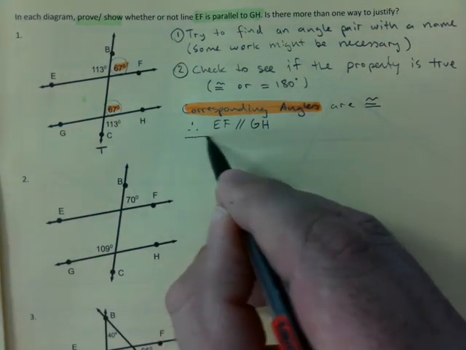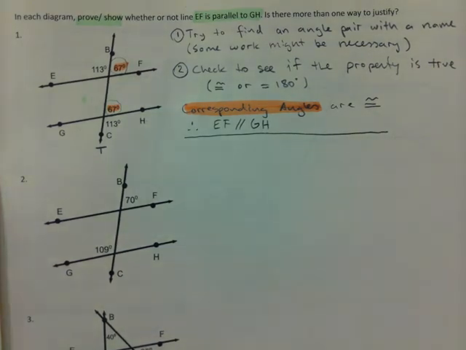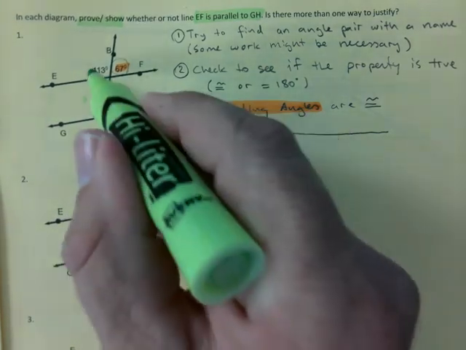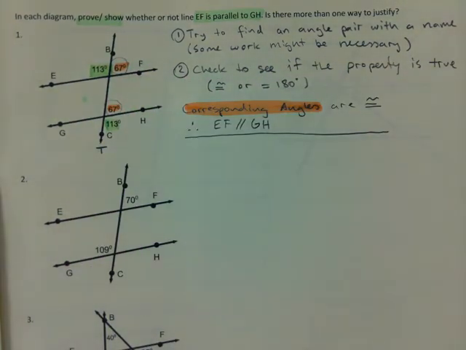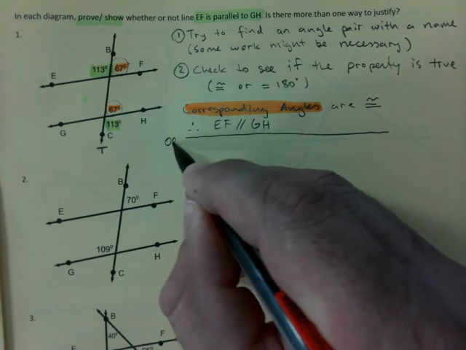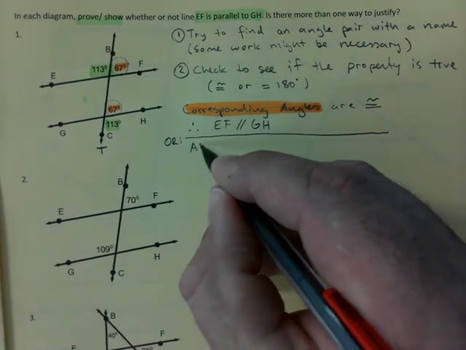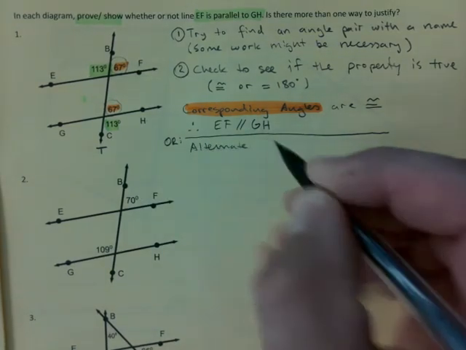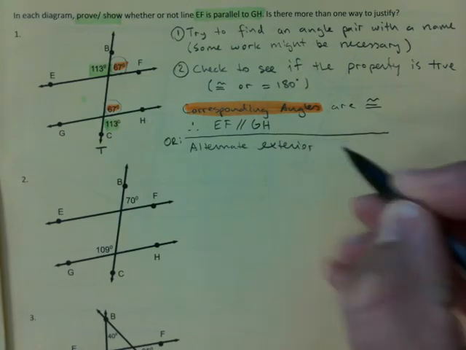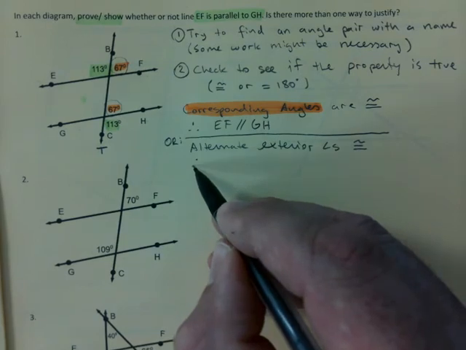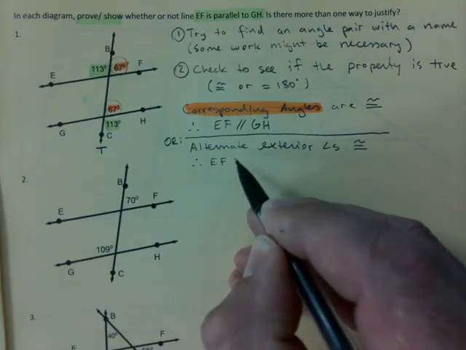But that's not the only way to make that point. Do you see another pair? Alternate exterior, right? They're definitely alternate, and they're both on the outside. So you can say, or, don't do this on a test. On a test, just stick with one, right? You could say that alternate exterior angles are also congruent. Therefore, EF is parallel to GH. Done.